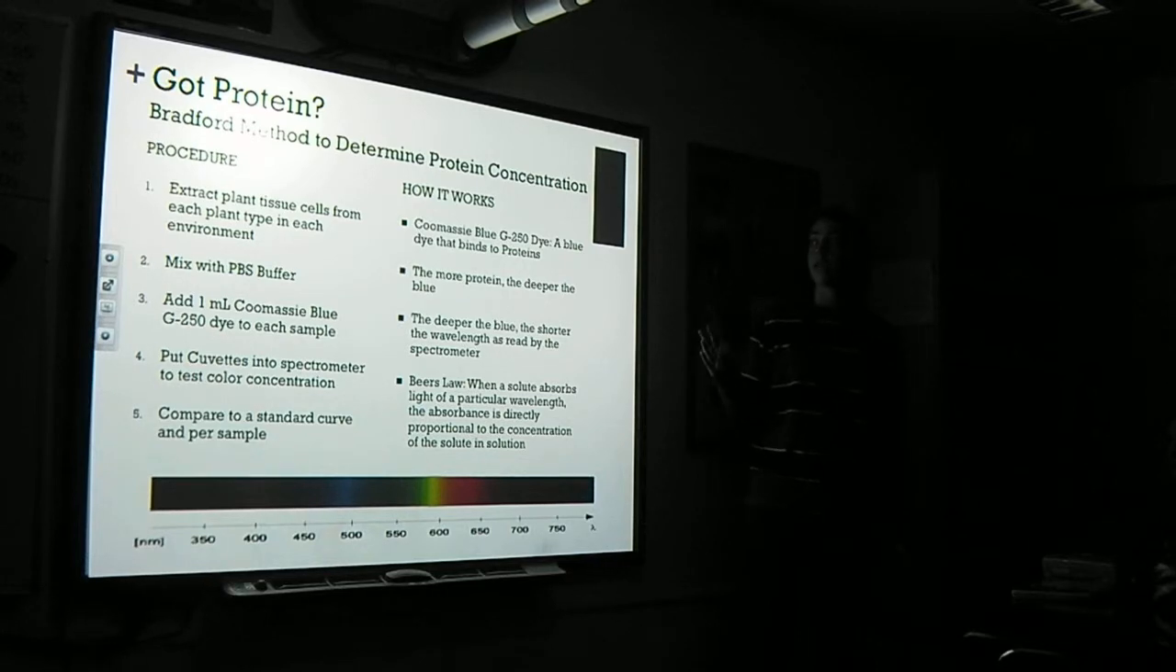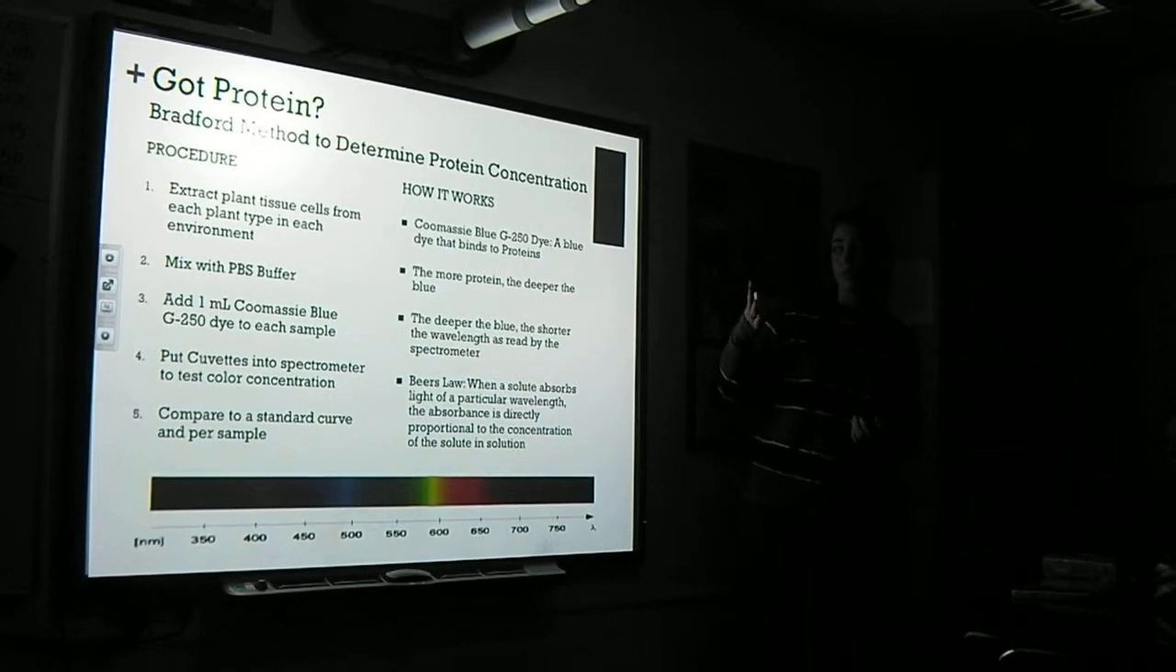So GOT protein is the kit that I'm using. It uses the Bradford method to determine the protein concentration. So the procedure is that I have to get a sample tissue from each plant, from the same place in each plant, because it could be that the stem might have more protein than a leaf, and so I want to make sure that that's consistent throughout my experiment. And then you mix it with a PBS buffer, and you add this dye called Coomassie Blue, G250 dye, and basically what this dye does is it bonds to proteins. So the more proteins, the more binding there is.